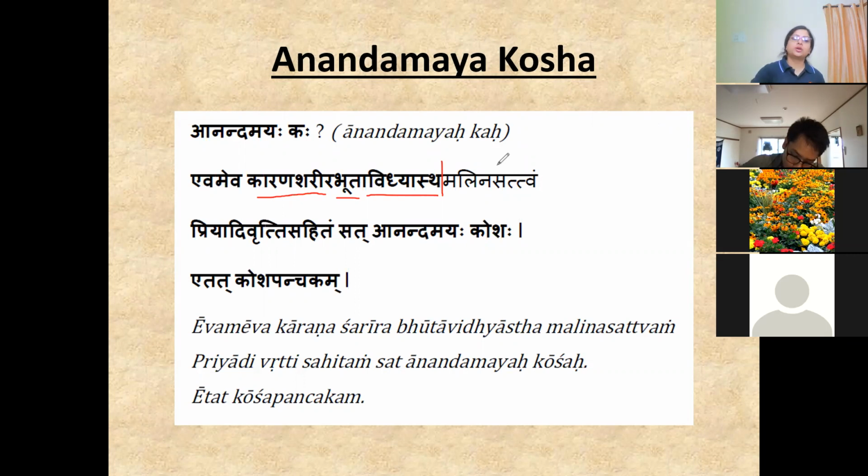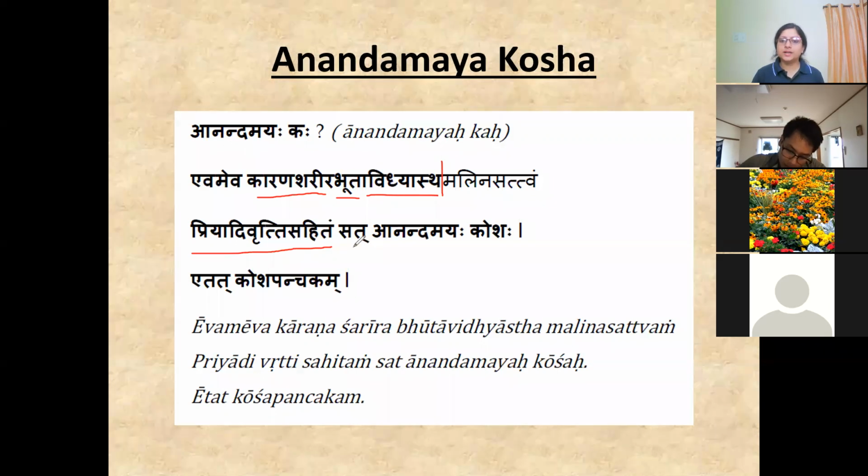And so that is why the author says, Priyadi Vritti Sahitam. This just represents Sukham. Now, what are Priyadi Vritti? We will see. Sahitam means with, and with the Priyadi Vritti, which represents happiness. So once again, the two major characteristics are being covered using the words Malina Sattvam and Priyadi Vritti Sahitam. The Ajnana and Sukham are the two characteristics mentioned for Anandamaya Kosha.